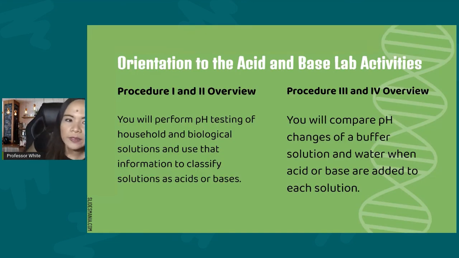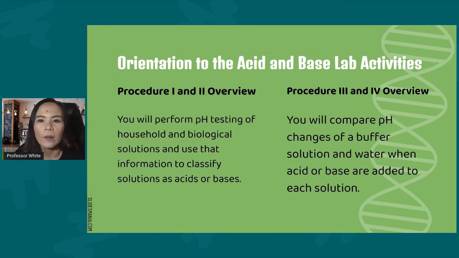Now, in your lab today, you are going to perform pH testing of household and biological solutions and use that information correctly to classify solutions as acids or bases. So that's the first part. The second part, which is procedures 3 and 4, you will compare the pH changes of a buffer solution and water when acid or base is added to each solution. As you can see, buffer solutions maintain the pH. So that's the idea of the second part of your lab.